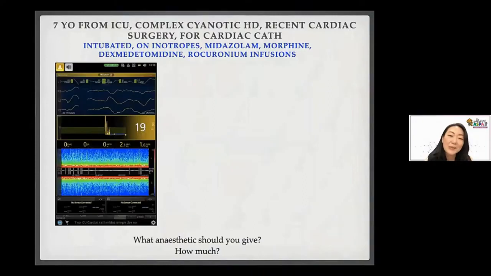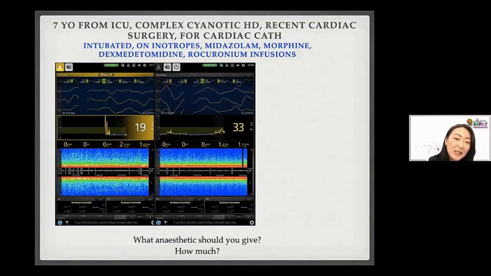So what I did was I put on the EEG monitor, and this is what it showed. As you can see here, this patient is 7 years old, right? And we would expect a much higher power EEG than this. But here, the EEG has very low power, spectral edge frequency is very low. You can only see slow oscillations here. So the patient's very deep to start with. Essentially he didn't need anything.